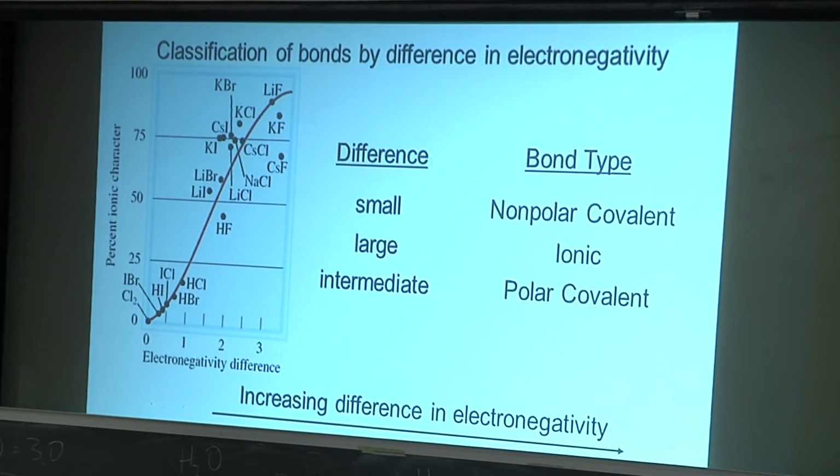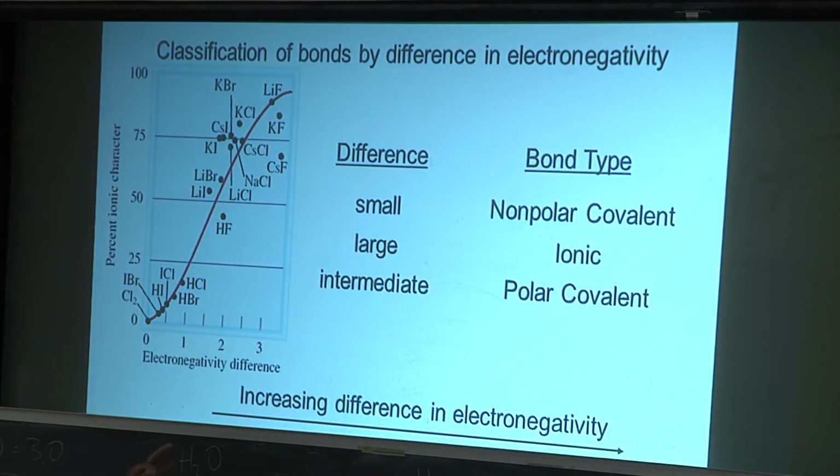If it's intermediate, it's polar covalent. If the difference is big, it's going to be ionic. And if the difference is small, it's nonpolar, right? So if the difference is zero, like Cl2, it's definitely nonpolar.